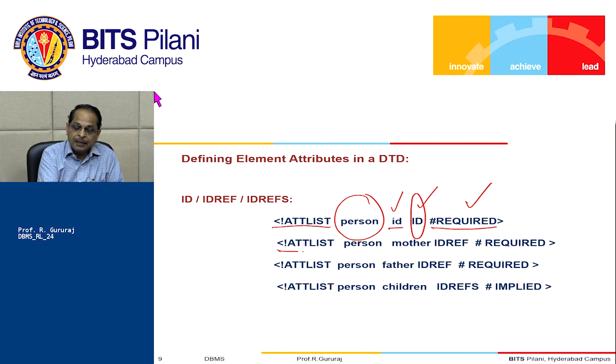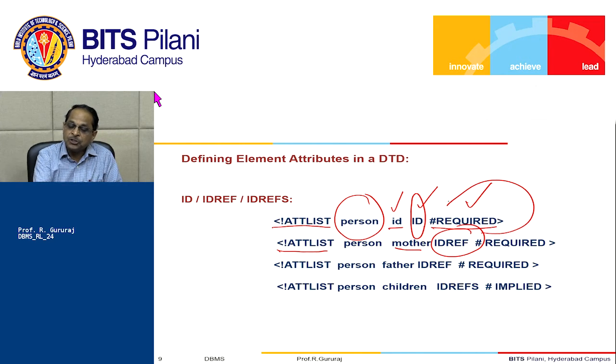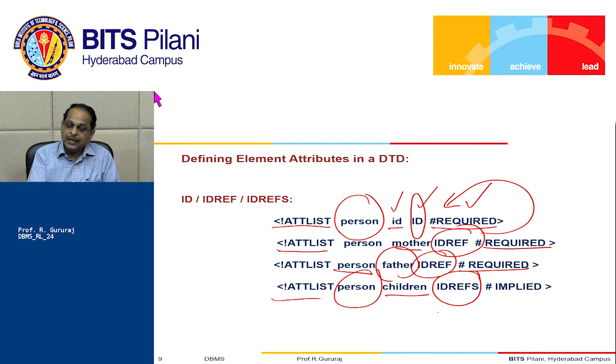end user. And the person element also has another attribute called mother, and its type is IDREF. When it is of type IDREF, it refers to another predefined ID in the document, and required means it should be supplied by the user, that is the person who is constructing the XML document. And the person element also contains one more attribute called father, whose type is IDREF, and it is also required. And another attribute of person element is children. It is not one IDREF, it is a sequence of IDREFs, that is, more than one ID is possible under this, wherein each ID should refer to a valid ID in the document.